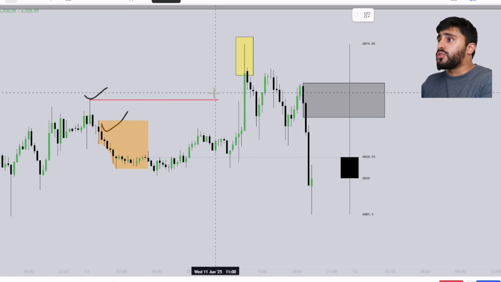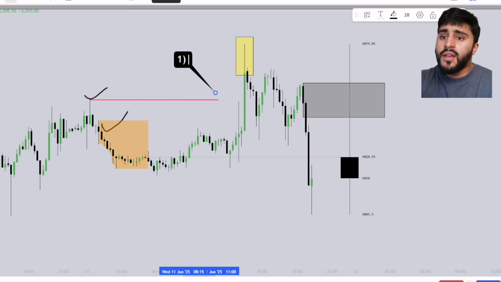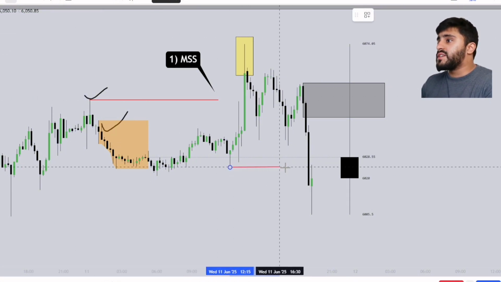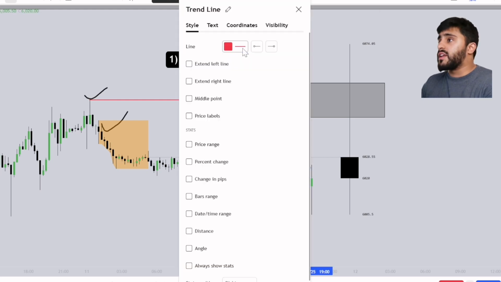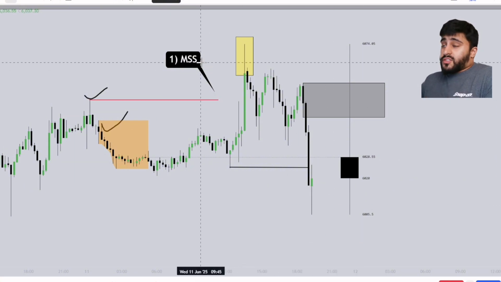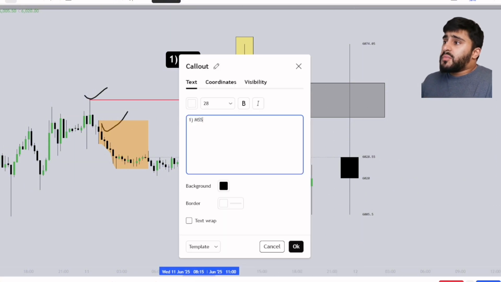One thing I want to see, or three things I want to see when it comes to a POI. The first is I want to see some kind of a break of structure or a market structure shift, right? And we see that down here. We see some kind of shift in the market structure, so I'm going to label that in black. You want to see the market breaking some kind of structure, whether it be a high or a low. Usually it's just going to be a high or a low. So you want to see a market structure shift.